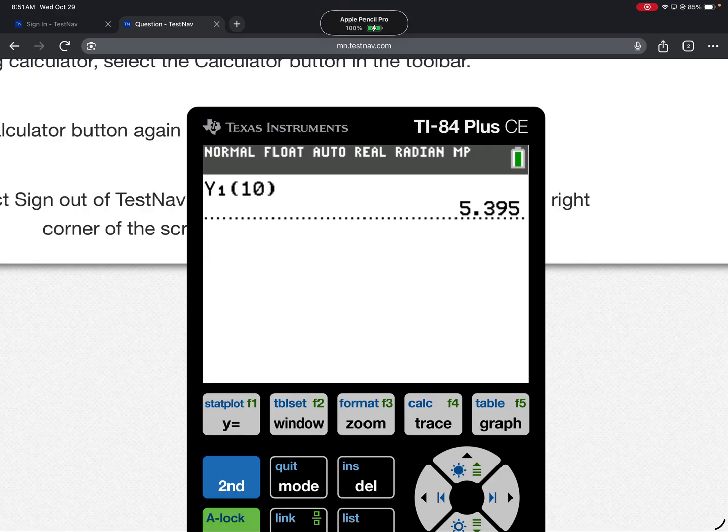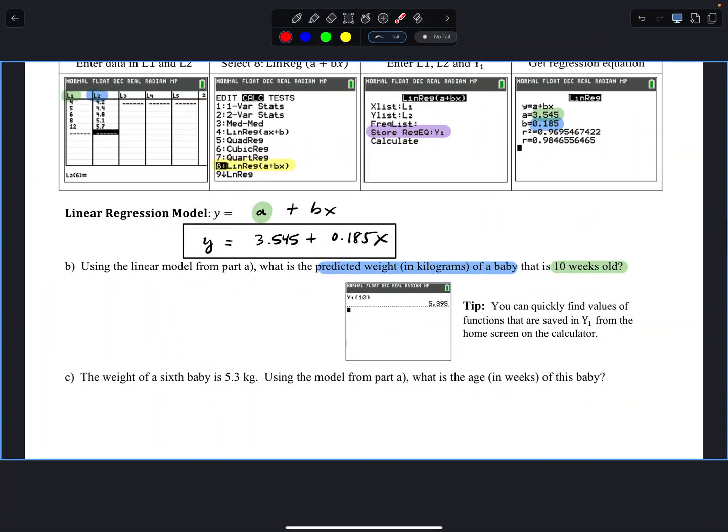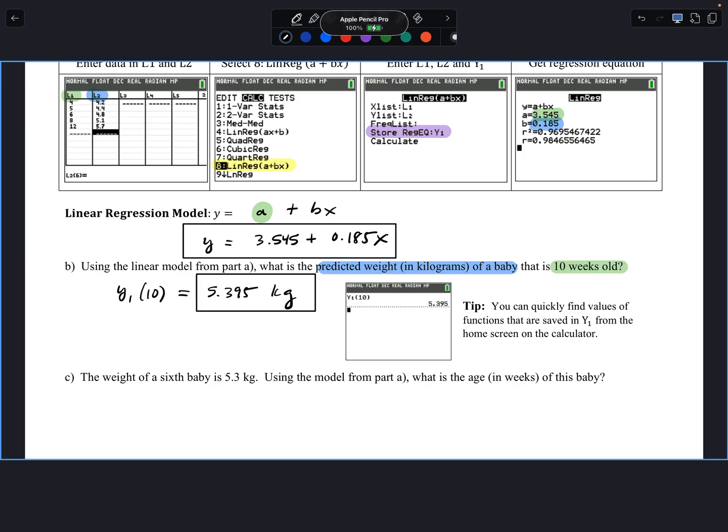And we get 5.395. Okay, questions on that?